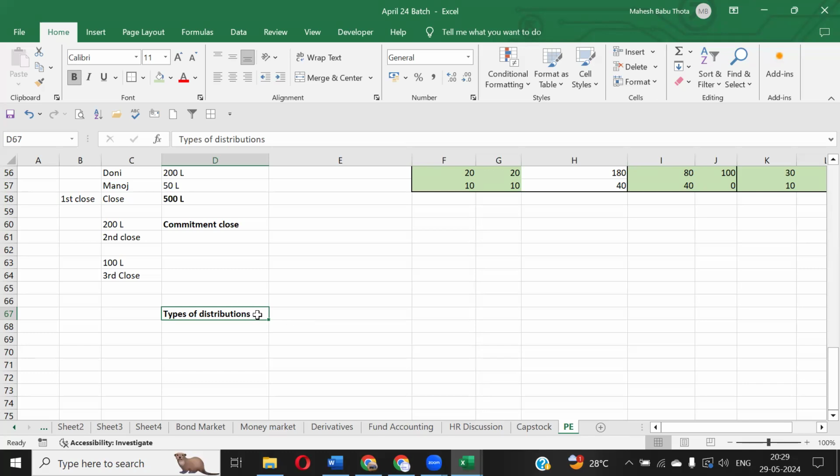They cannot distribute in whatever way they want. It depends on several parameters. We need to distribute this amount to the investors. So we'll talk about these distribution models as well. We have the waterfall distribution. We'll talk about it so that we can wind up the private equity.